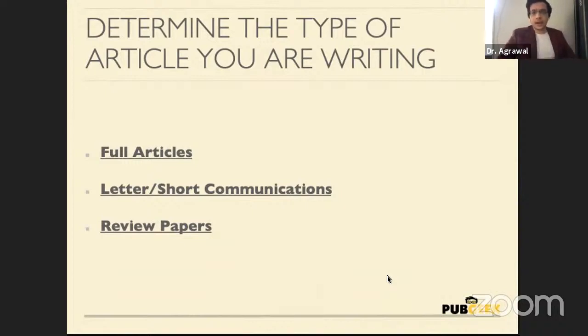Review papers, as we said, are a summary of all existing research on a particular topic, and full articles are comprehensive pieces of research with experimentations or interventions or observations done by you specifically, and will enter some new information into the research world compared to review papers, which are essentially just summarizing information that's already available.